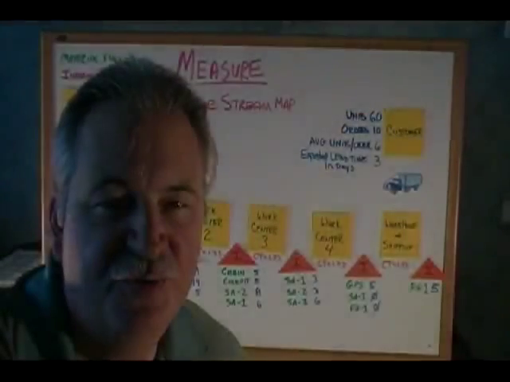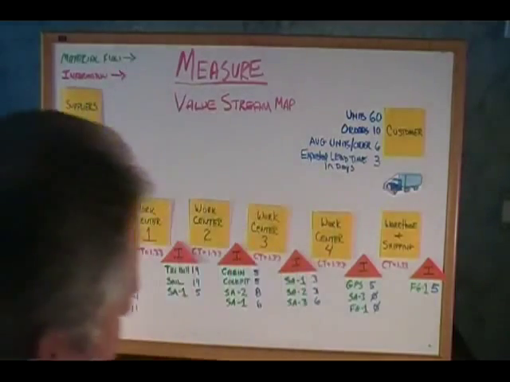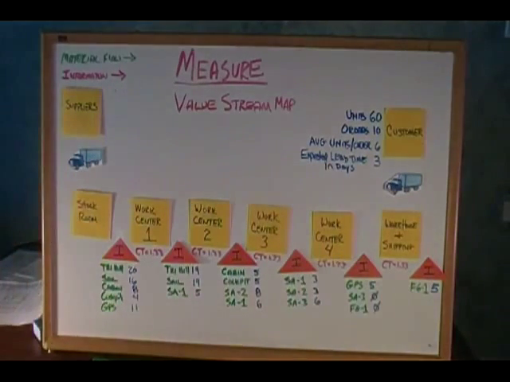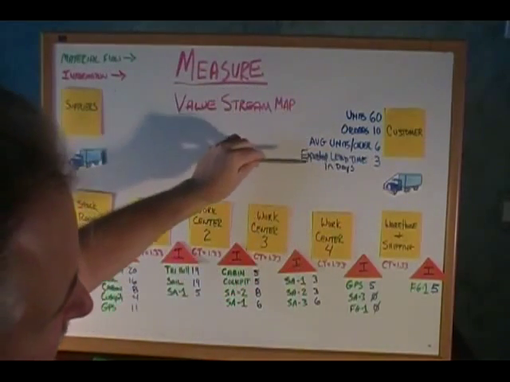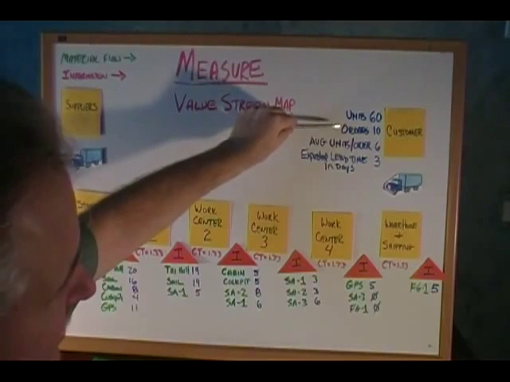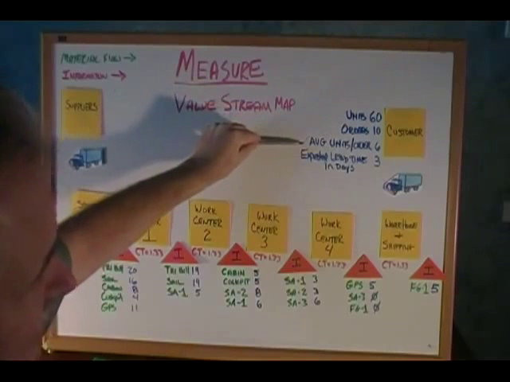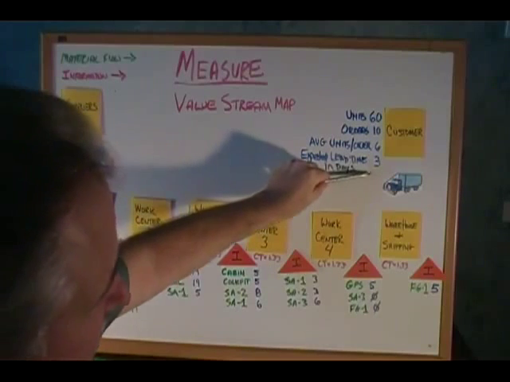Let's build the value stream map for the sailboat company's current state. Here we have the beginnings of the value stream map. We have our customer who provides us with our demand. They had ordered 60 units in the contract. There were 10 orders. The average order was 6 units per order. They had an expected lead time of 3 days.